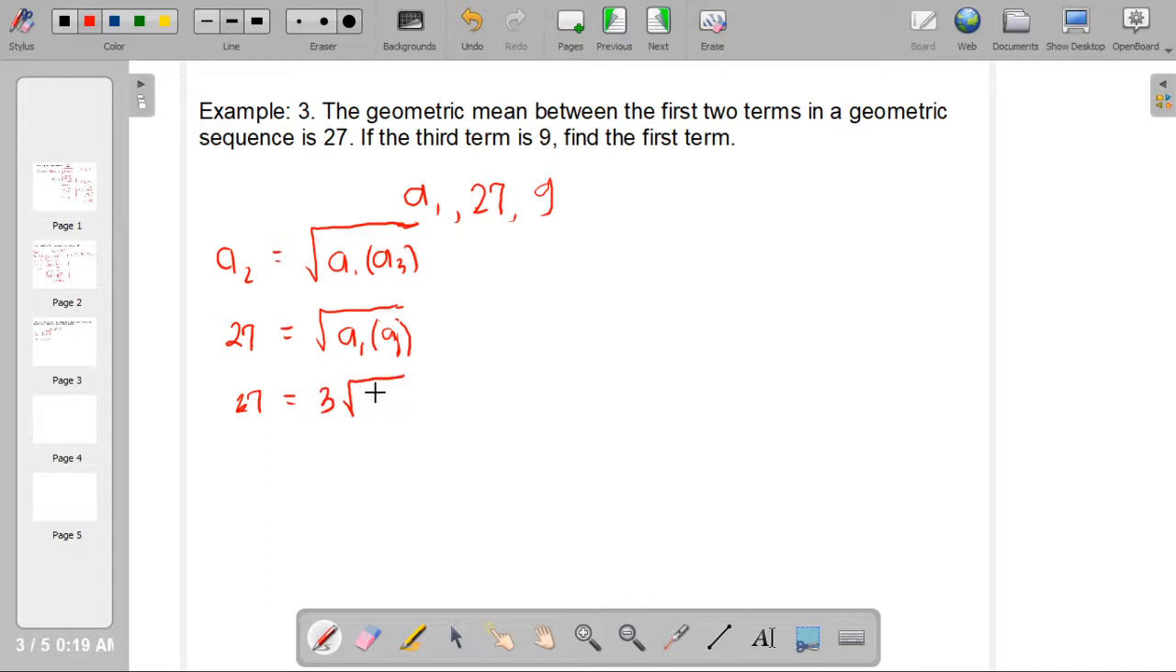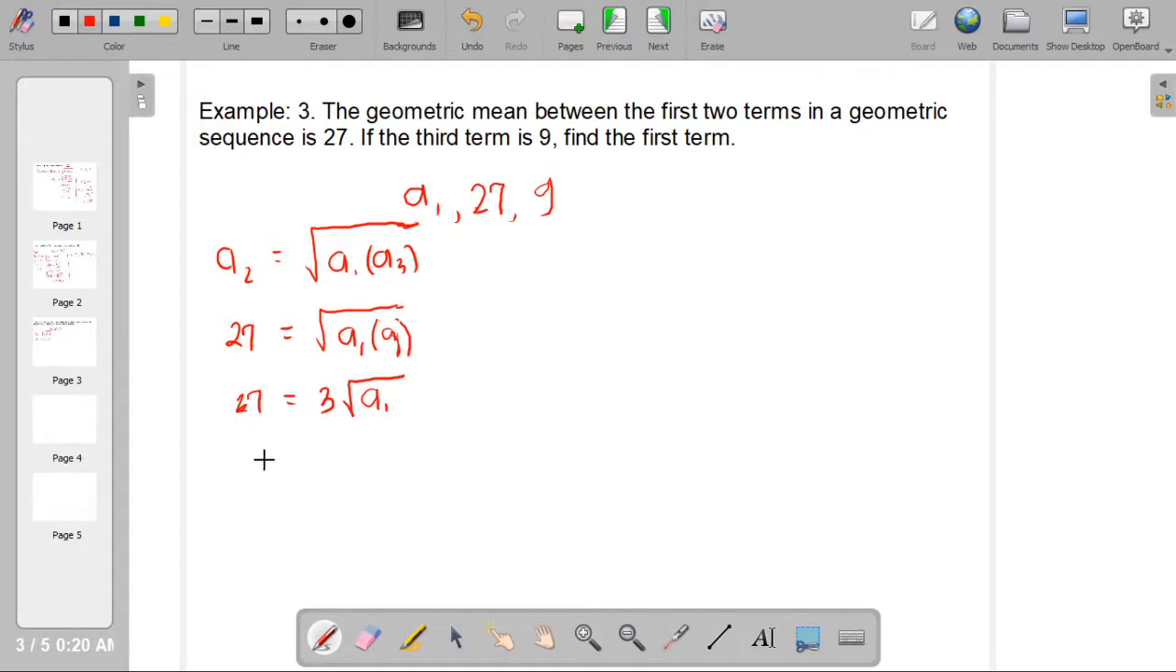So, where did the 3 come from? From 9, because the square root of 9 is equal to 3. So, it came out. As for a sub 1, it stays inside, because it is not a perfect square, so we can't extract its square root.